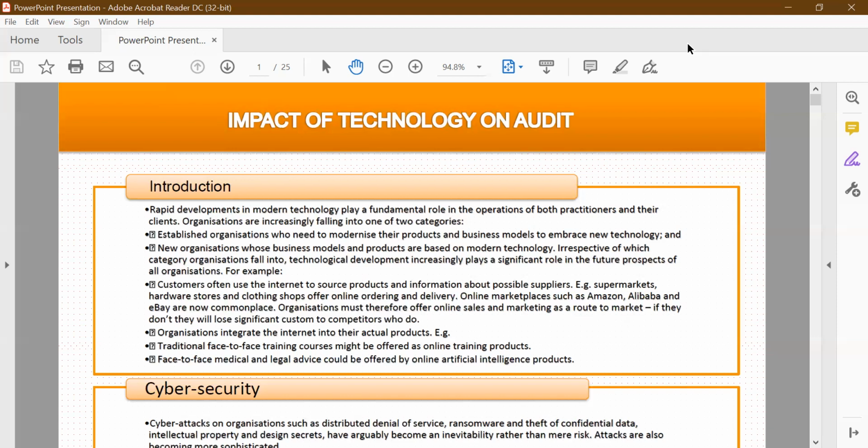The concept of the online store was birthed by the internet. You can now go online to a company's online store, let's say Amazon, look for the products you want to buy, and it will be delivered to you. Online marketplaces such as Amazon, Alibaba, and eBay are now commonplace. Organizations must therefore offer online sales and marketing as a route to market. If they don't, they will lose significant customers to competitors who do.